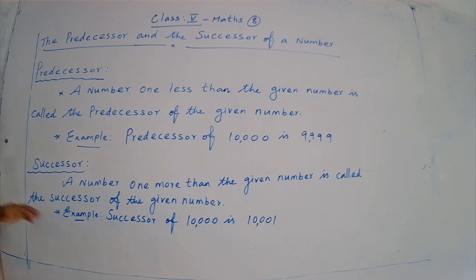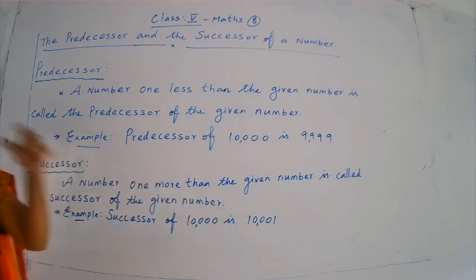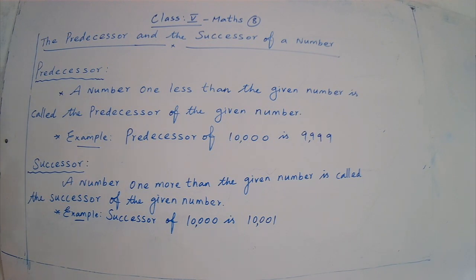First see the example. Successor of 10,000 is 10,001. Successor of 2 is 3. Successor of 5 is 6. After 5 comes 6, so that's why the successor of 5 is 6. The number that comes just after a given number is called its successor. Otherwise, we can get the successor of a number by adding 1 to it.